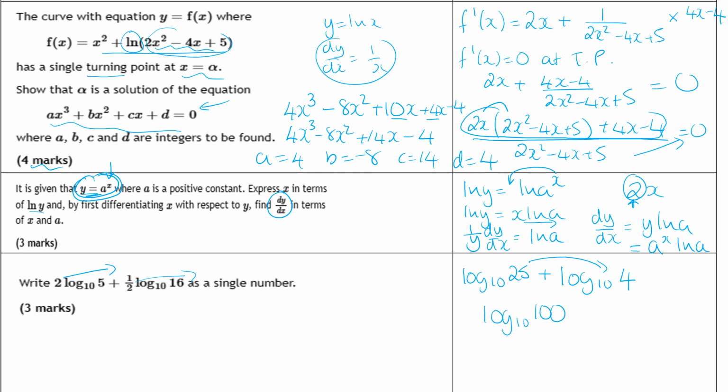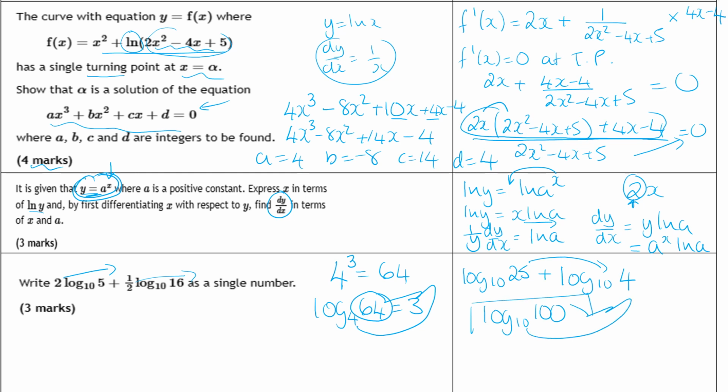And the answer to the log is the power. So remember the little pattern, 4 cubed is 64, can be written as log to base 4 of 64, which is equal to 3. So 4 cubed equals the 64. So this log expression that I've got is saying 10 to what power gives me 100. So log to base 10 of 100 is the power we need to raise 10 to get 100, which is equal to the single number 2.